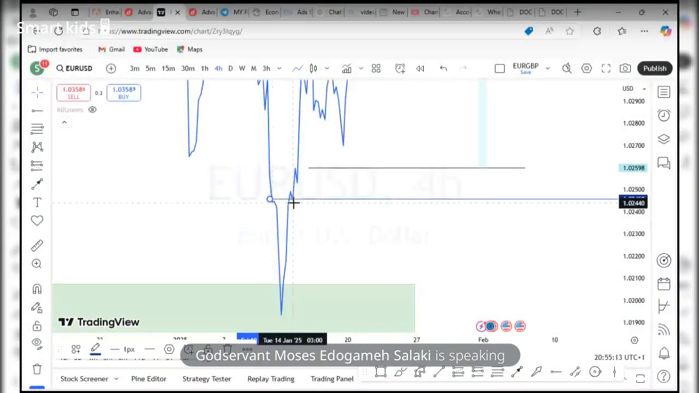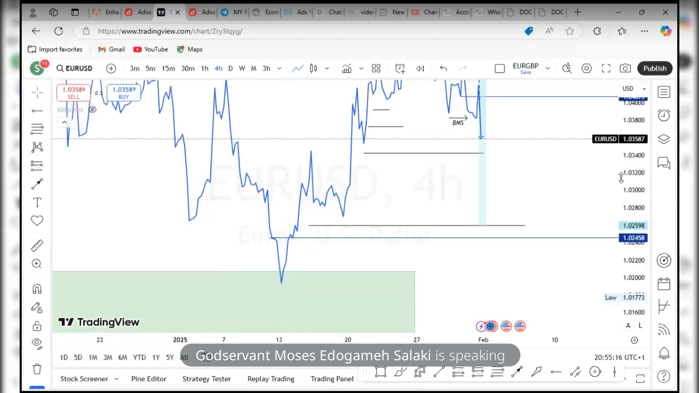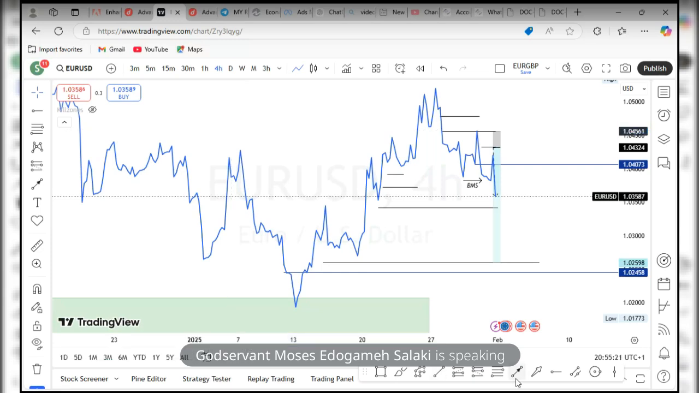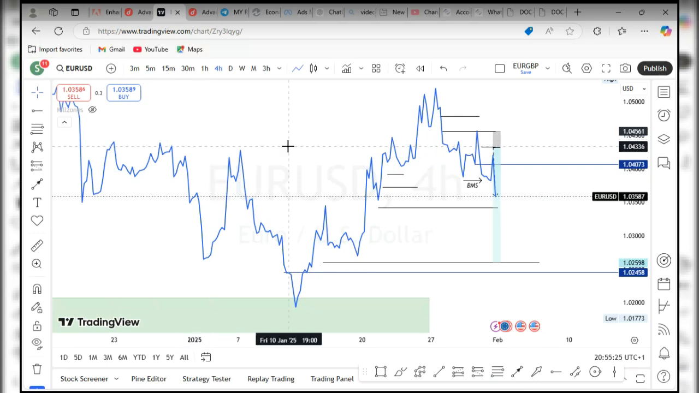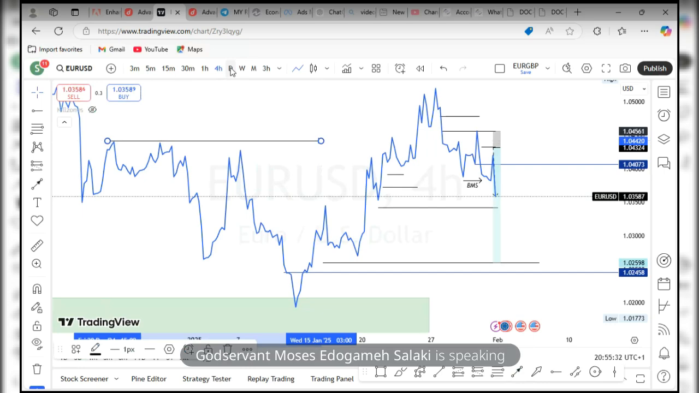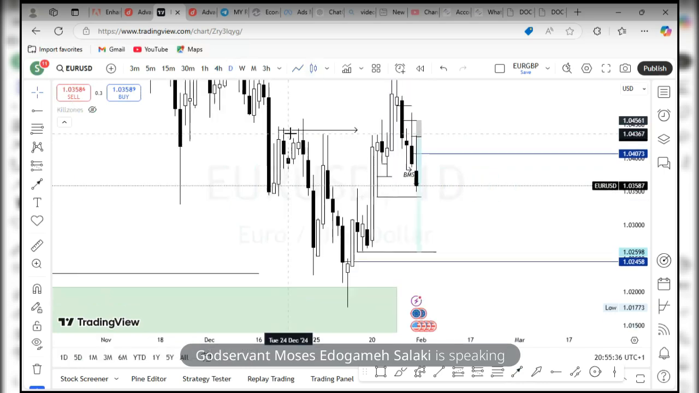Though overall, I'm still bearish. But because of this break that you can see here, I take this as inducement. Okay. Inducement was swept. Price can keep going lower.